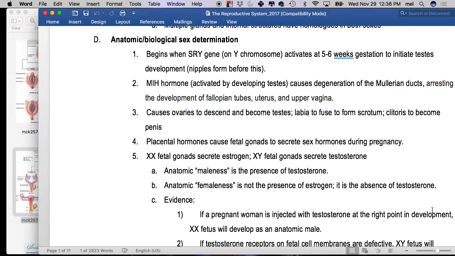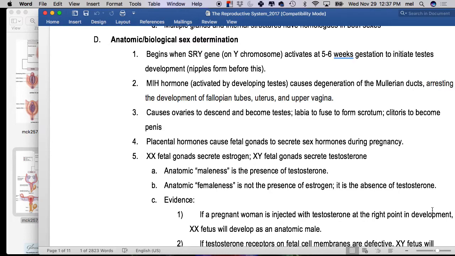So one of the things that happens with the Y chromosome is there is a gene that is only on the Y chromosome. It's called the SRY gene, and it activates at about 5 to 6 weeks gestation, right? And what it does is start to initiate these undifferentiated gonads turning into testes. Now, they're not going to drop for a really long time, but they're going to start to function slightly differently under the presence of the SRY gene. Does that make sense? Okay.